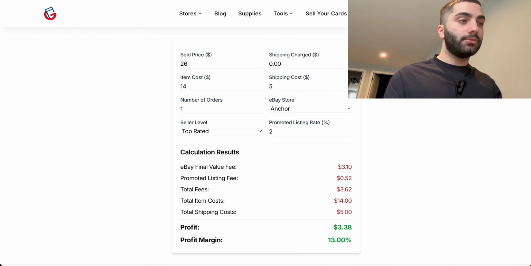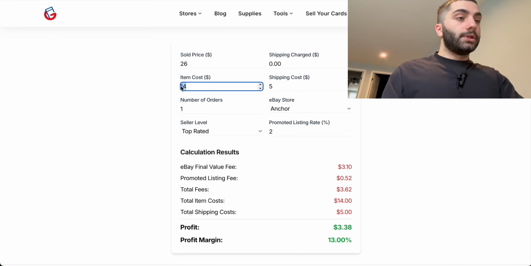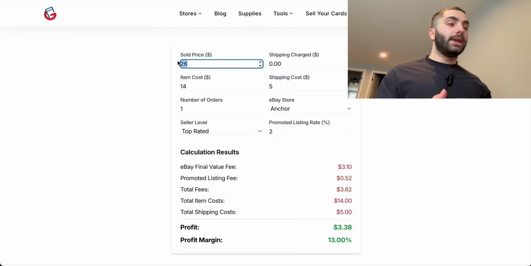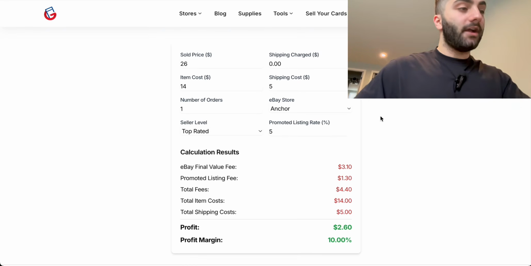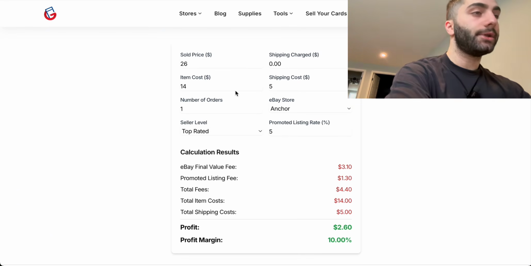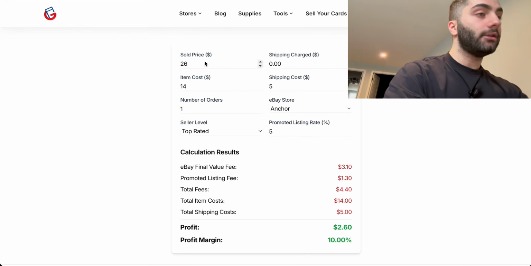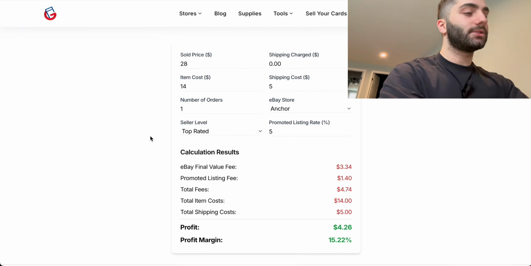It's pretty simple, and you just have to factor in what your shipping costs are, what you're paying for the card, and then how much you want to charge based on that. And also with the promoted listing rate, because I do a 5% promoted listing rate. So if I have a card that I paid $14 for, I would have it at like $26 to $28.